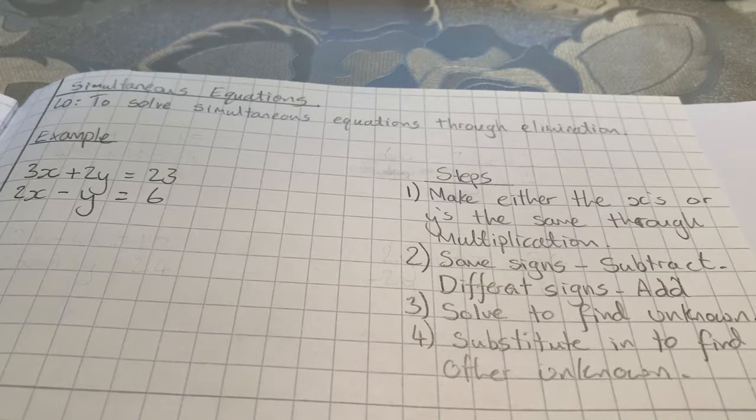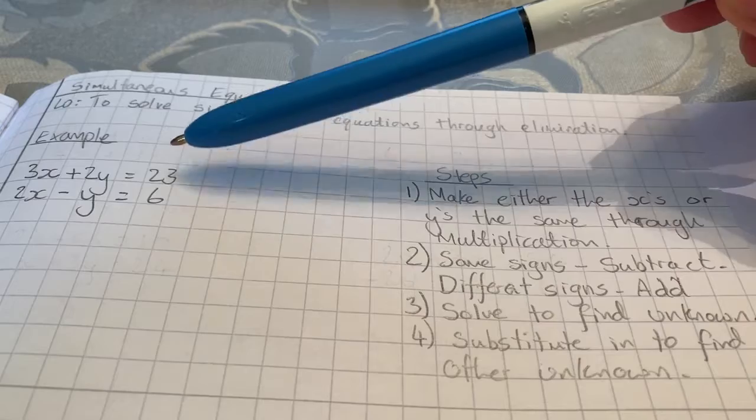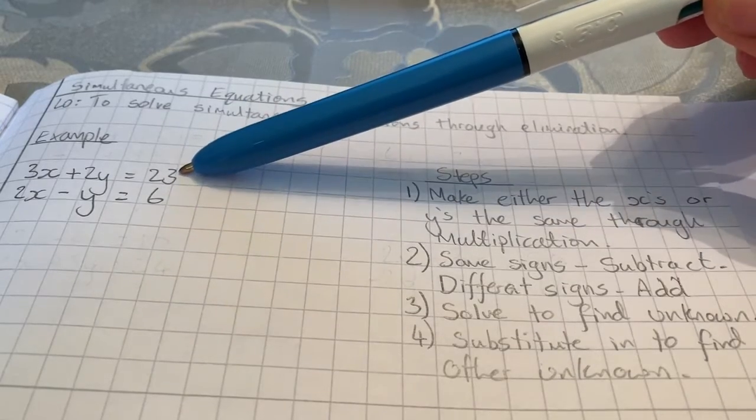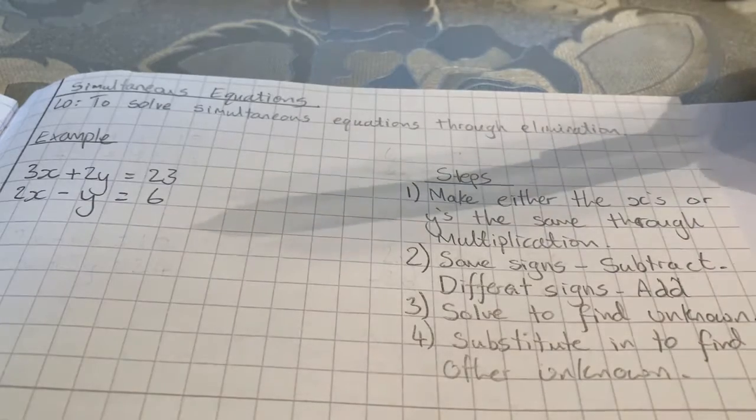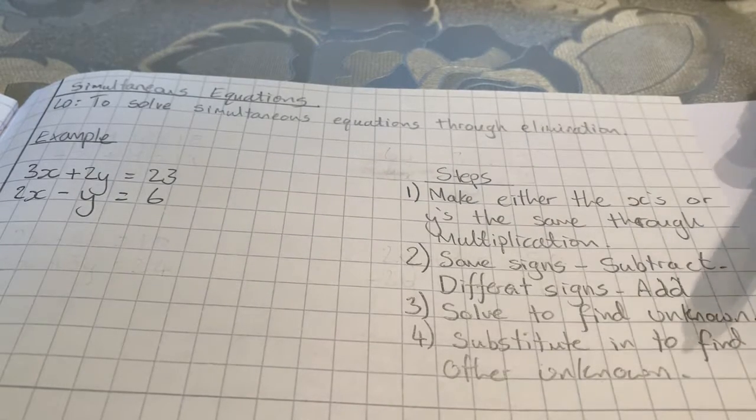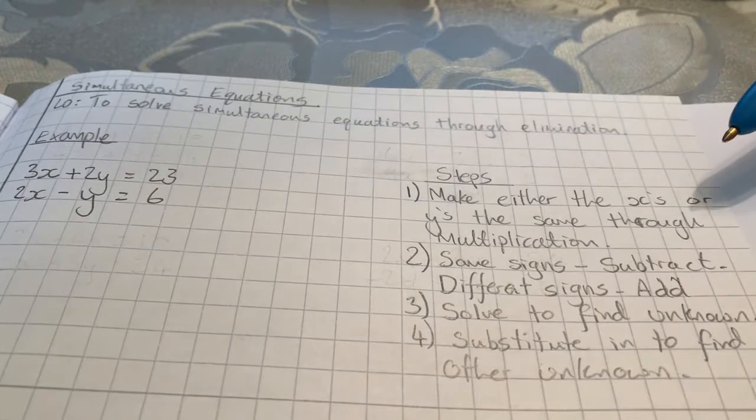So looking at solving simultaneous equations through elimination. Now, before I start, to understand what simultaneous equations are, they are basically two different equations, but they're connected by the x and the y values equal the same for both of them. So let's go through an example, solving one and some steps to do that.